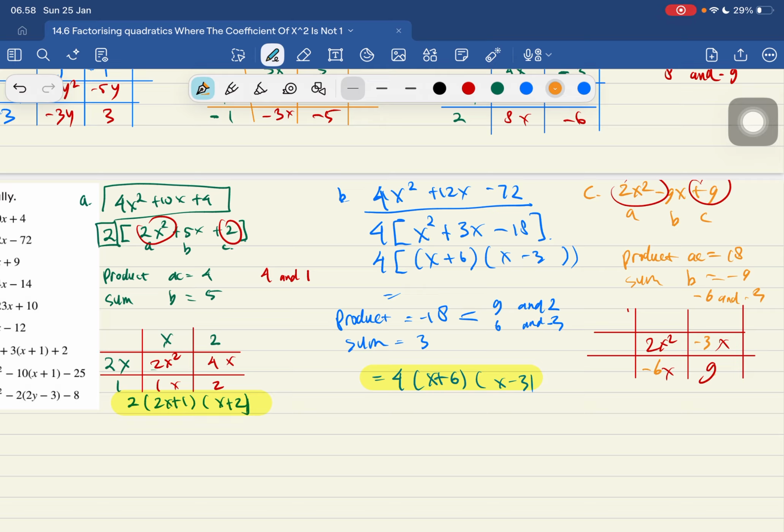Okay, here 2x squared and x going to be only x. Here's going to be 2x. We'll take it negative 3 and minus 3. Okay, we got it. So the factorized form is 2x minus 3, then x minus 3. Okay, there it is.